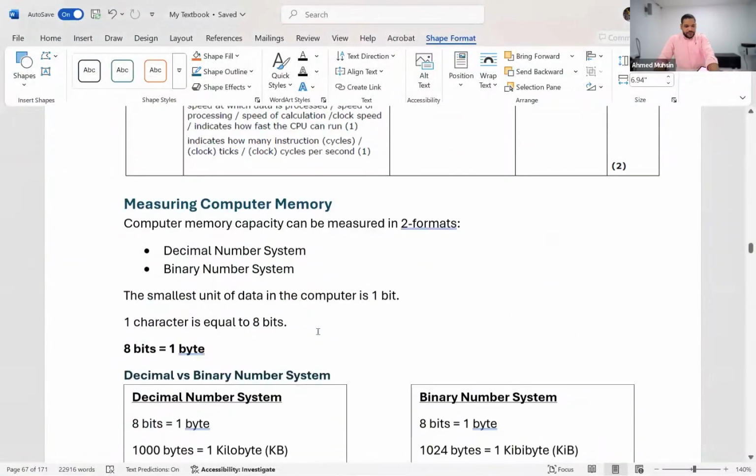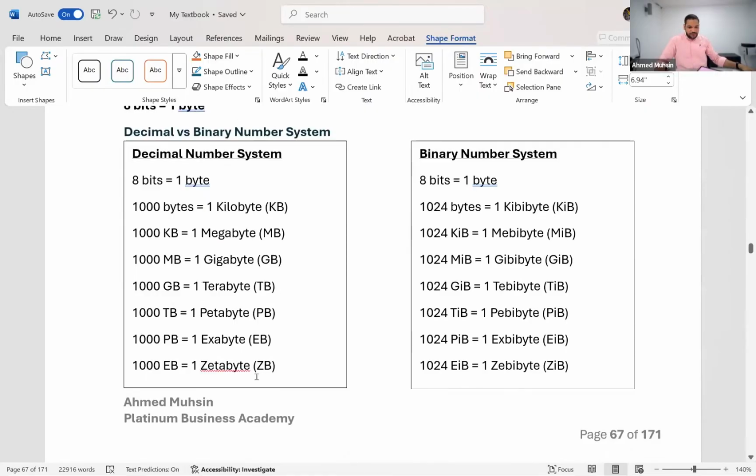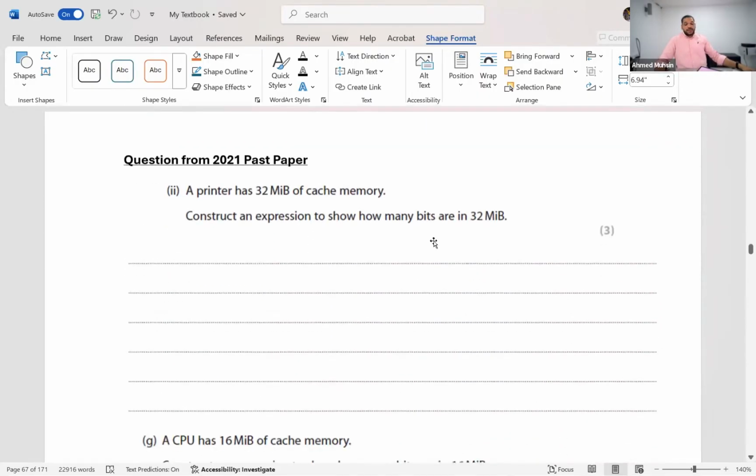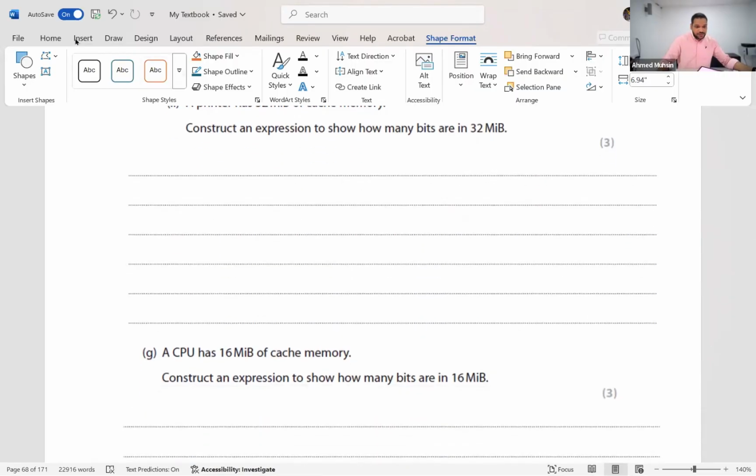Right. So over here, guys, the same thing I have explained over here. We are going to move down over here. A printer has, somebody read it for me. 32, okay. What's the unit? 32 megabytes of cache memory. A printer has 32 megabytes of cache memory. Construct, you guys saw the wording here? Construct an expression. They did not ask you for the final answer. Expression to show how many bits are in 32 megabytes. So can we get started with this?